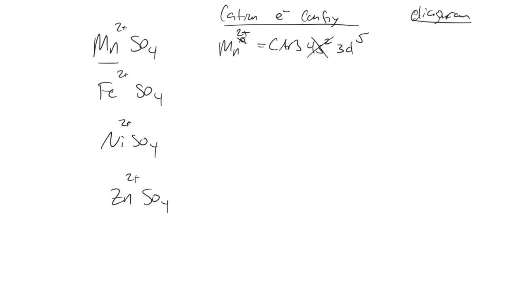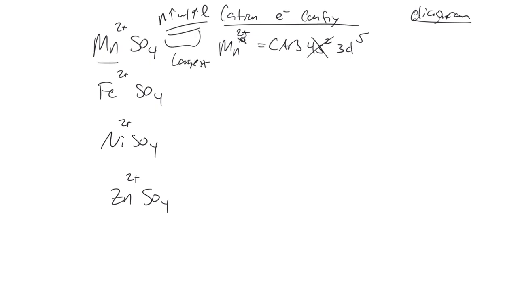So we remove those first and make the configuration for manganese that 3d5 configuration as the rule. So we lose the electrons first from the highest n with the highest L. So that's the order that we lose electrons in. This is just a fancy way of saying largest.